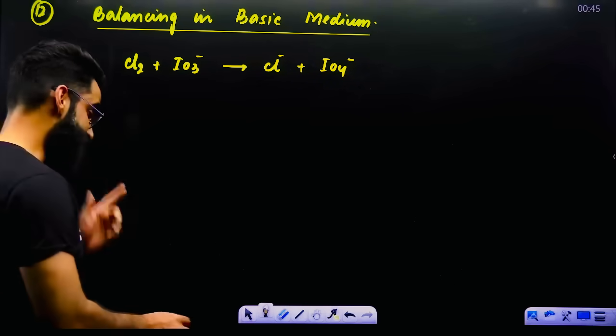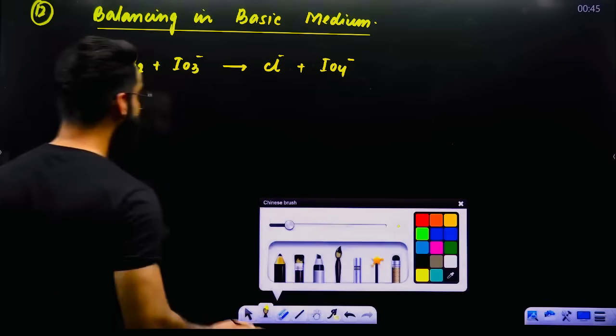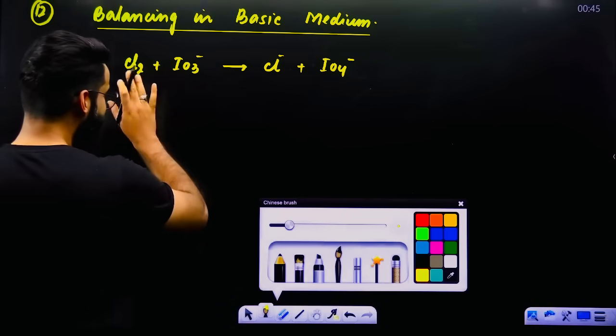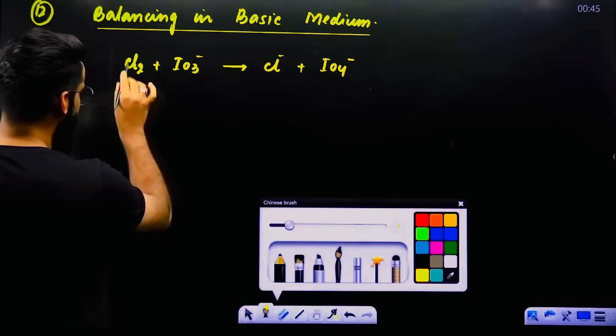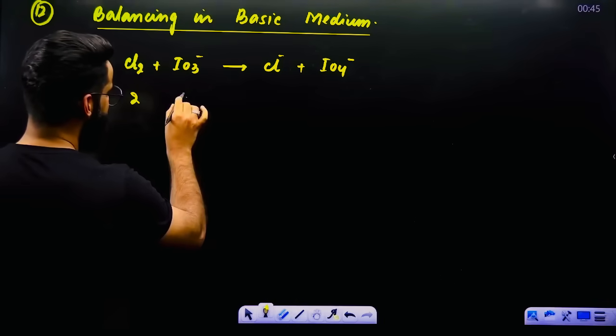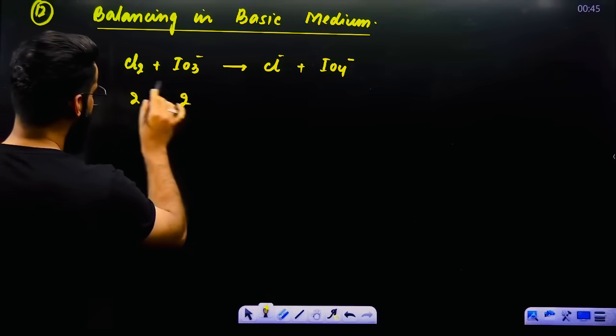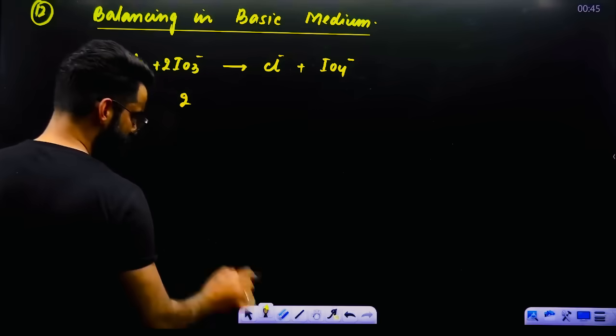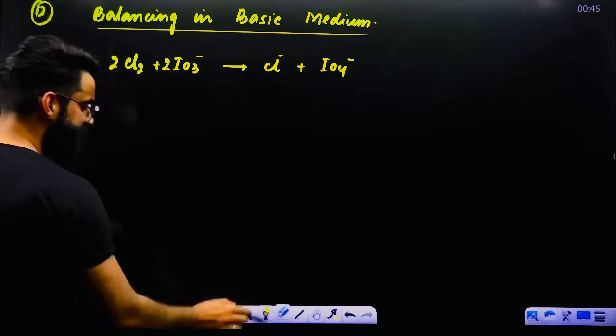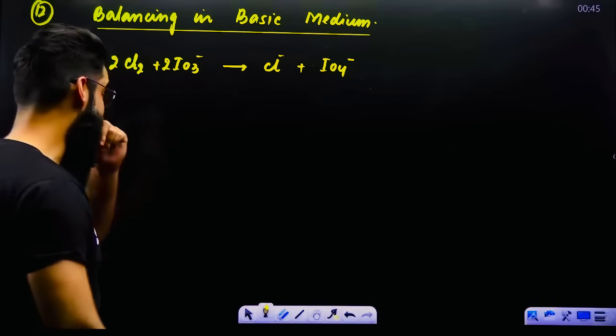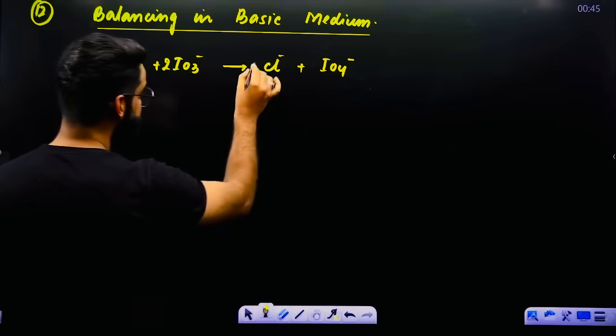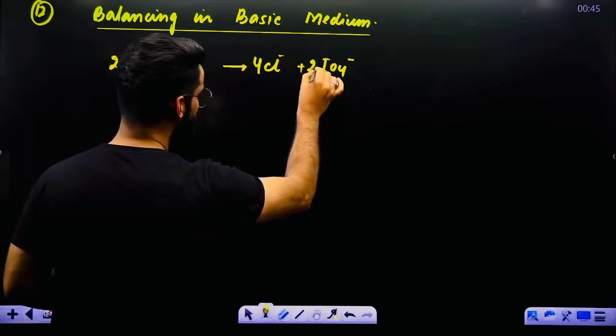My dear students, there's a trick for that. Let me tell you that. First of all, get the n factors of reactants. If you look at the n factor of this reactant, it's 2. The n factor of this particular reactant is also 2. Crisscross the n factors. So make this 2 here, make this 2 here. Perfect. After crisscrossing the n factors, balance all the atoms except hydrogen and oxygen. So there are 4 chlorines here, 4 chlorines there, 2 iodines here, 2 iodines there.